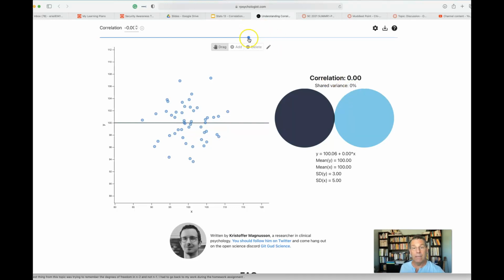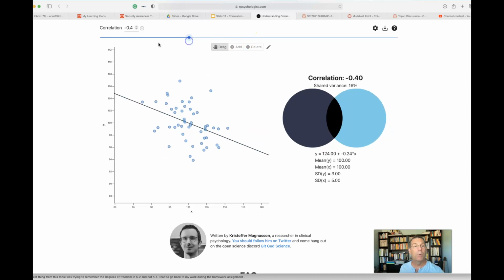So let's say we get a correlation of negative 0.4 here. Negative 0.4 tells us that these two variables are somewhat related. We would consider this a weak to moderate correlation, and it would be a weak to moderate negative correlation. So they seem to be related in a negative way. As one goes up, the other one goes down. And the R squared would be 0.16, or 16% of the variance is shared.